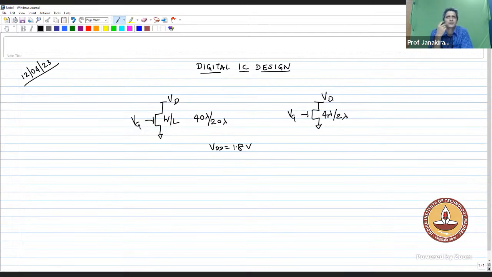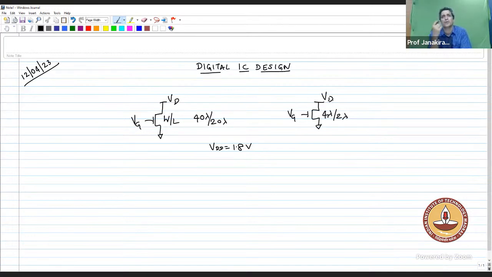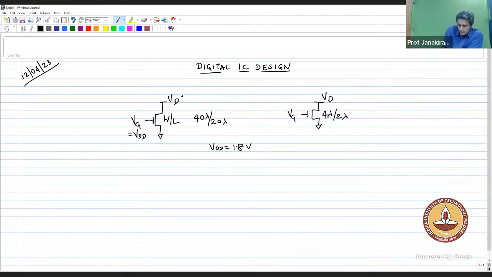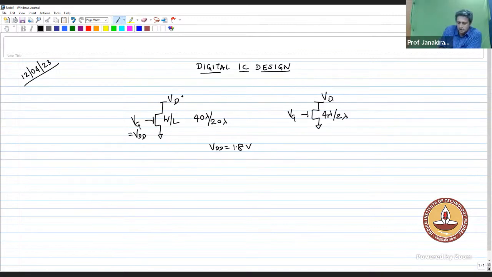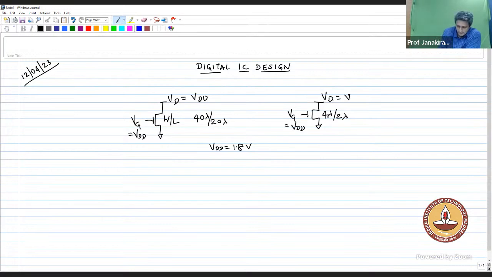So what happens if I increase VG? What happens to the current? Current will increase. So what is the value of VG that I should apply for maximum current? VDD. Yeah, so VG equal to VDD. And what happens with respect to VD? What happens to the current if I increase VD? It will increase, right? So this also should be VDD. So this is equal to VDD in both cases.